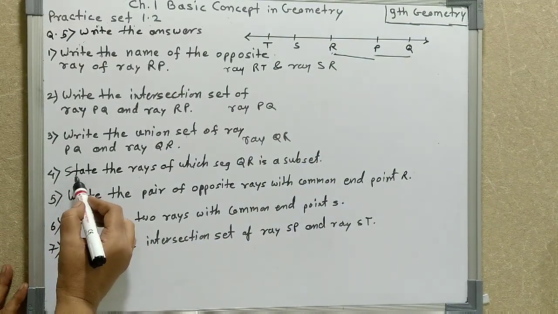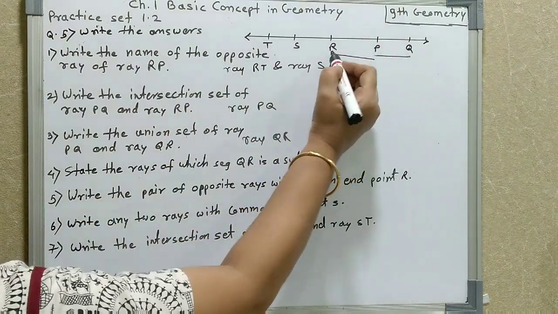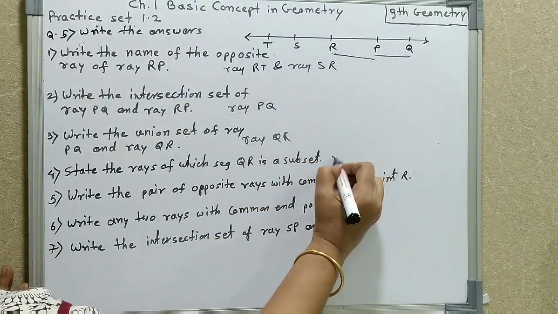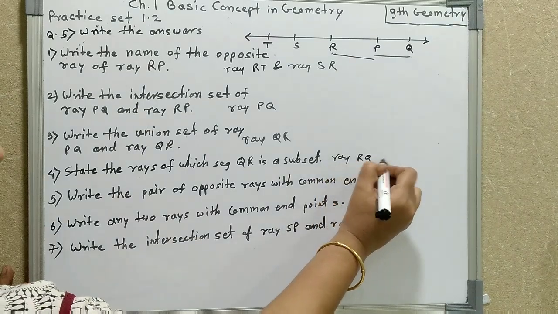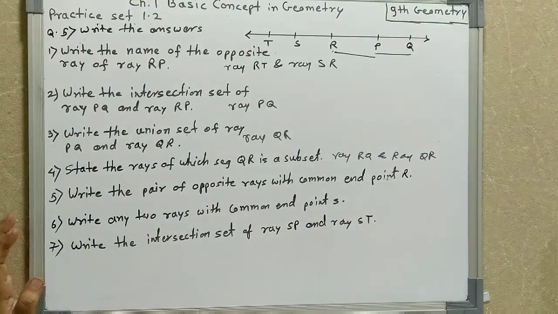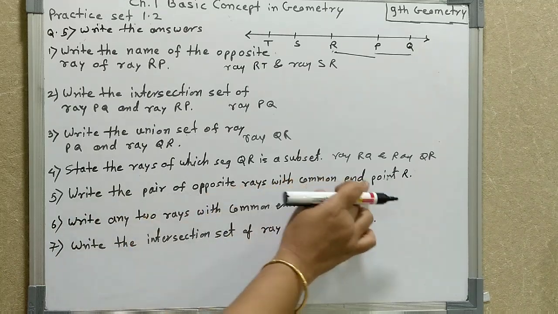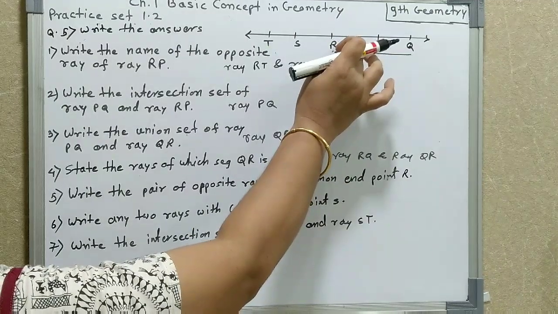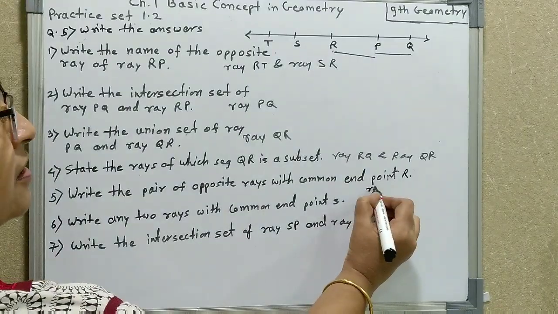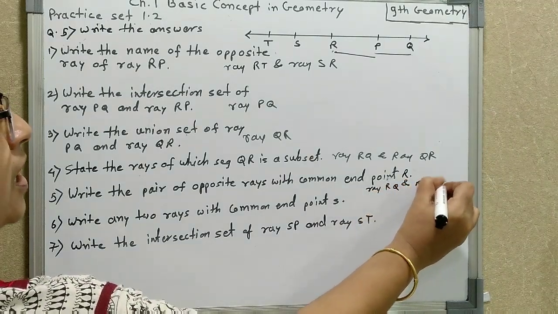Now next question. State the ray of which segment QR is a subset. This segment QR is a subset of ray QR or ray RQ. So here ray RQ and ray QR. Now we see the question number 5. Write the pair of opposite rays with common endpoint R. This is the endpoint R. So opposite rays RQ and RT. So we write here ray RQ and ray RT.